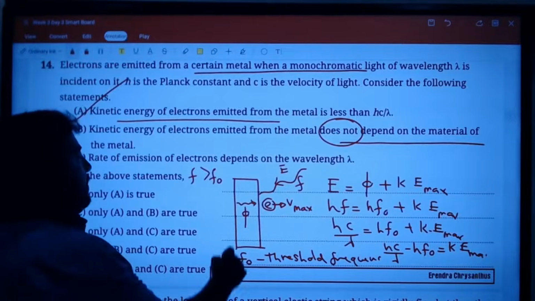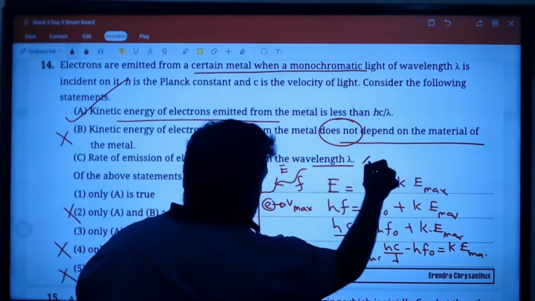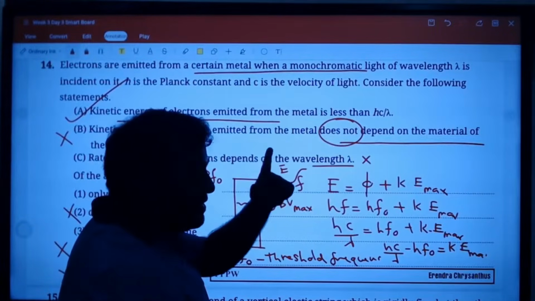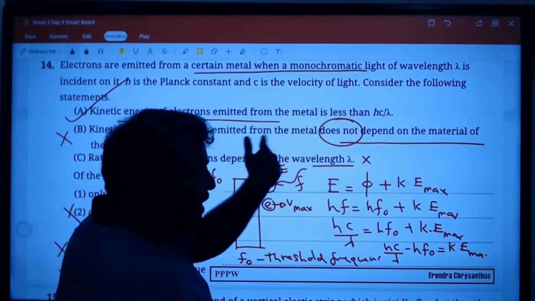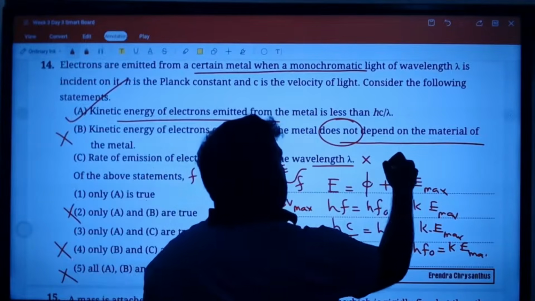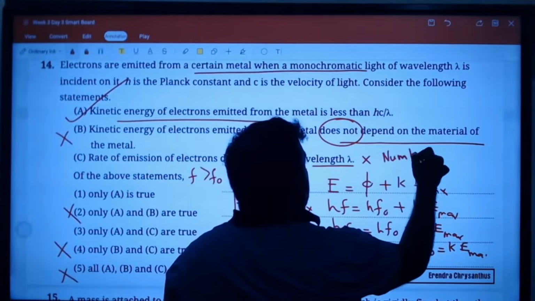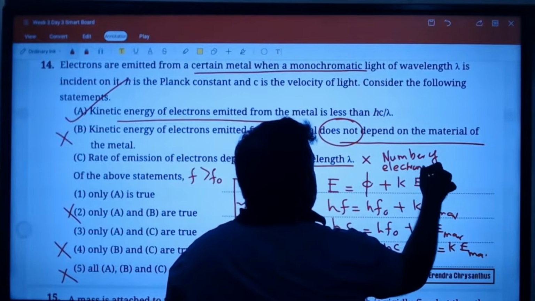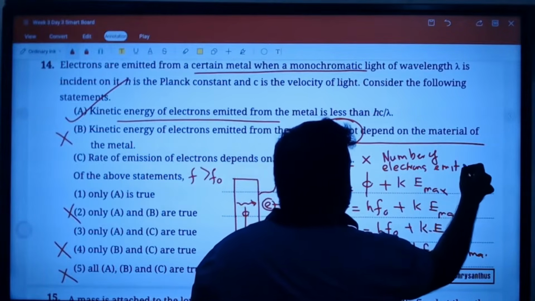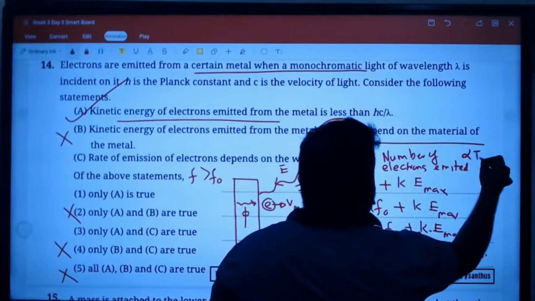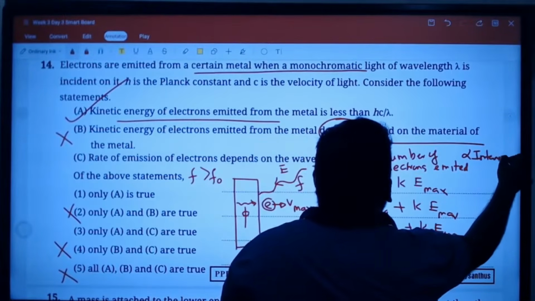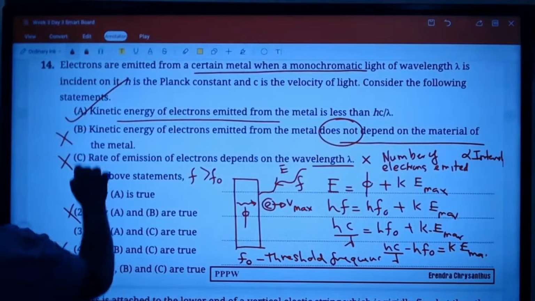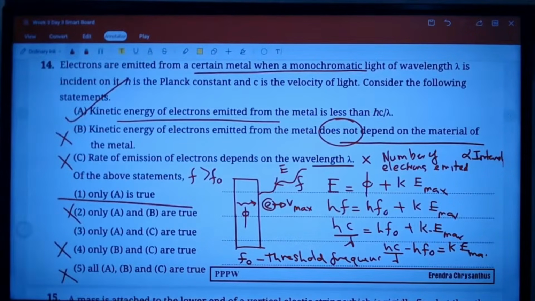Rate of emission of electrons depends on the wavelength. Wrong. Last week's MCQ we had this. Number of electrons emitted, get a graph to draw. Number of electrons emitted is proportional to the intensity of light. Only A is correct. Answer is number 1.